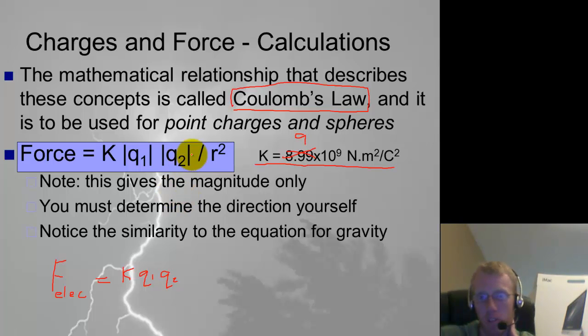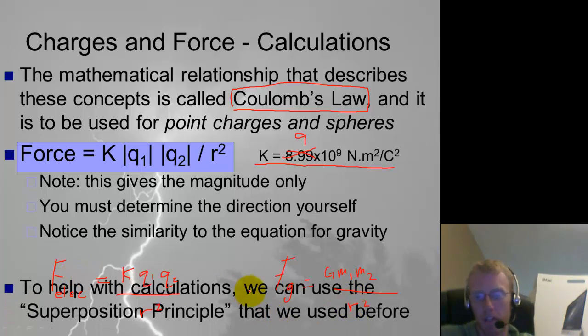And you should draw pictures for these type of problems. So you got k, q1, q2, and it's divided by r squared. So it's very similar to the equation for gravity. Remember, universal gravity was G m1 m2 over r squared. So the charges q1 and q2 take the same role as the masses m1 and m2. You've got a constant of proportionality k, a constant of proportionality G, and then you've got the distance squared. So both of them are an inverse square law.